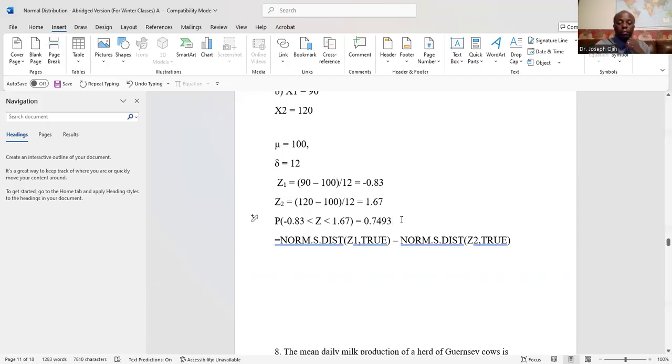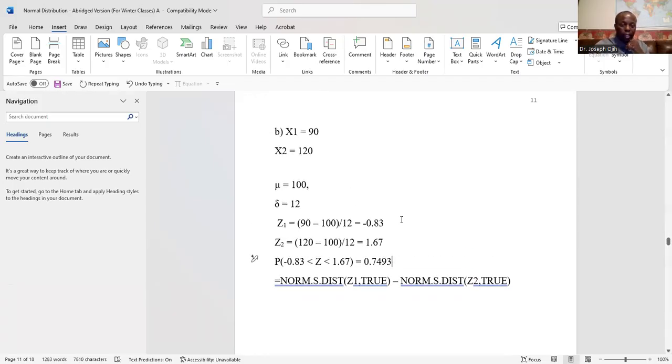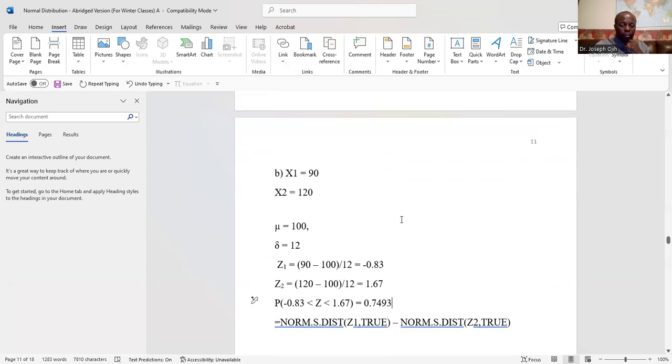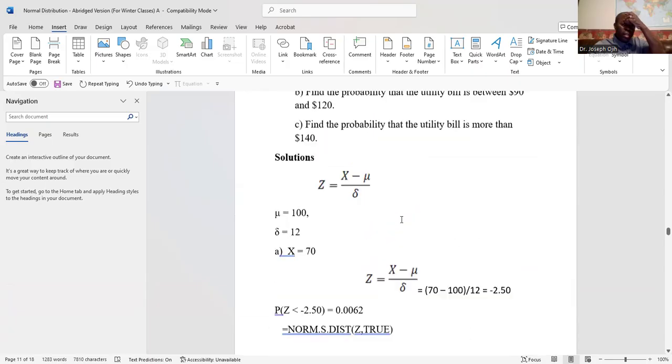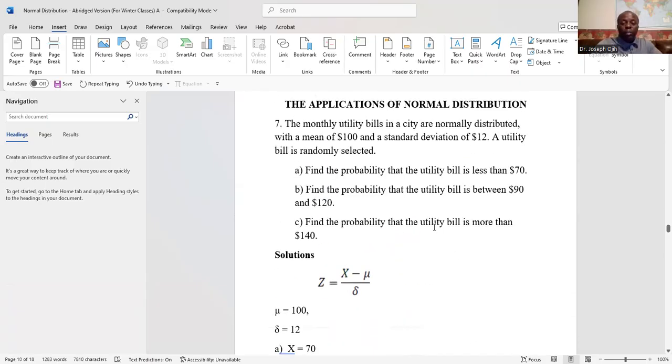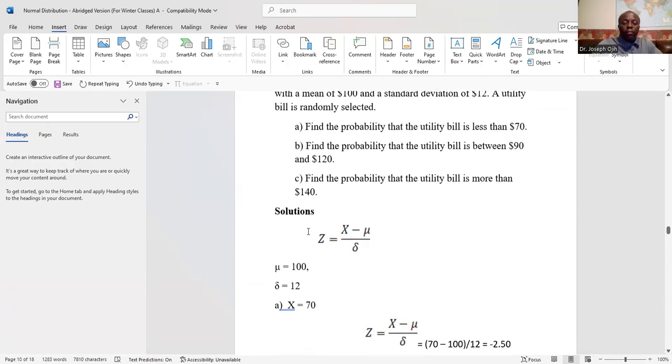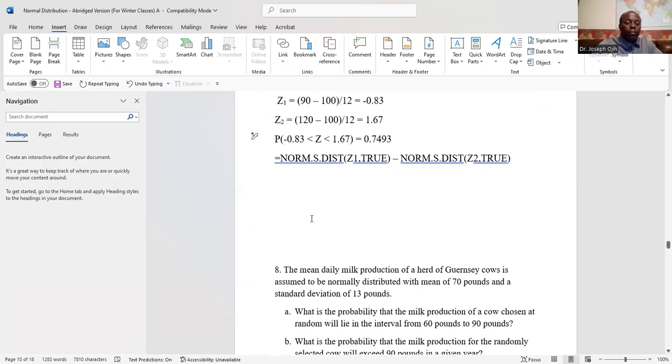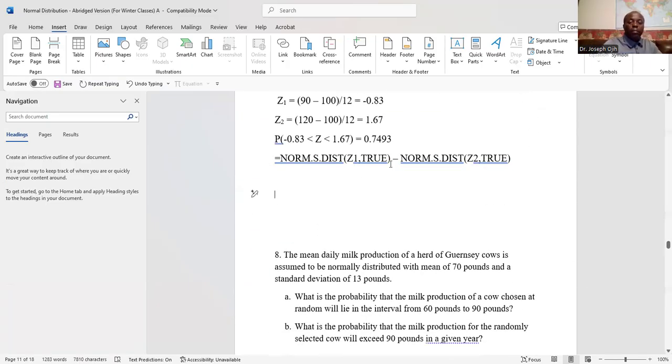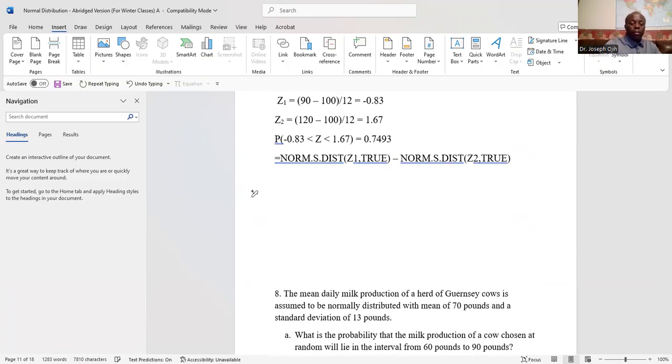Okay. Any question on this? Okay, no question. Good. So let's find the probability that the utility bill is more than 140. So part C, X equals 140. So you have to transform 140. More than 140, I mean, greater than.